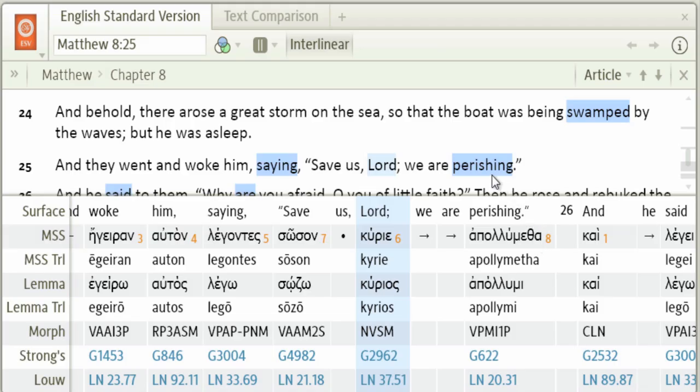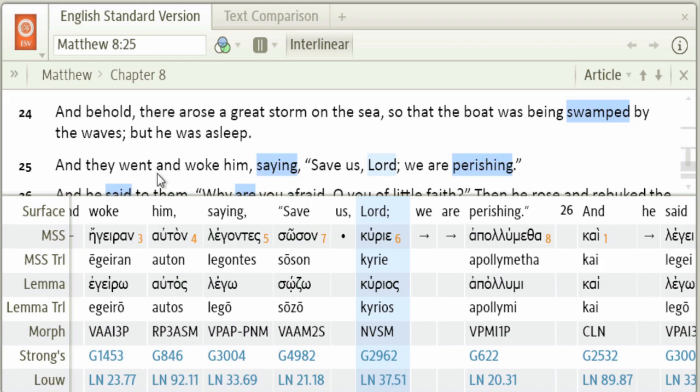Now, the descriptive present or progressive present is quite common in the New Testament. This is a common use of the present. And I want to focus in on two characteristics of this use. The first characteristic is the verbal action is happening in the right now of the speaker.